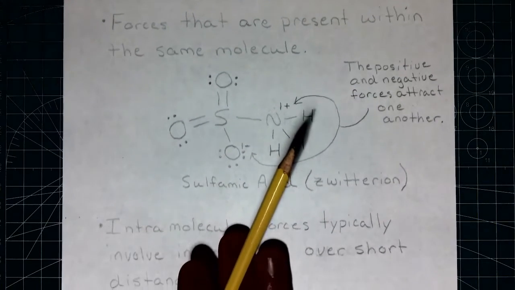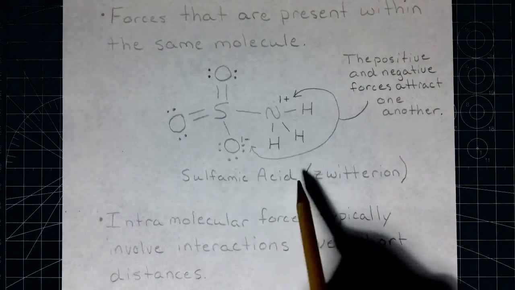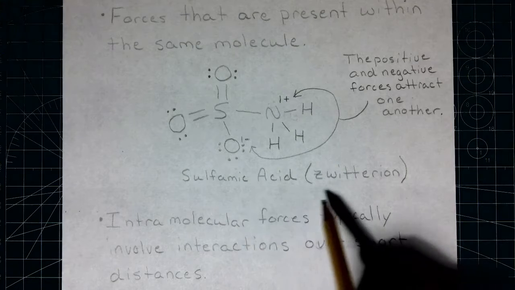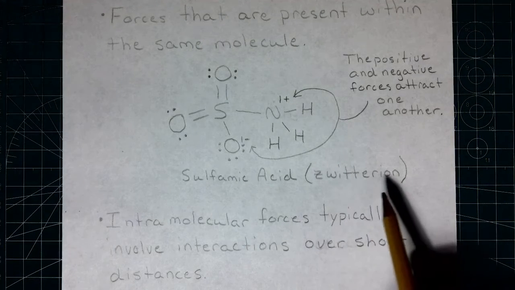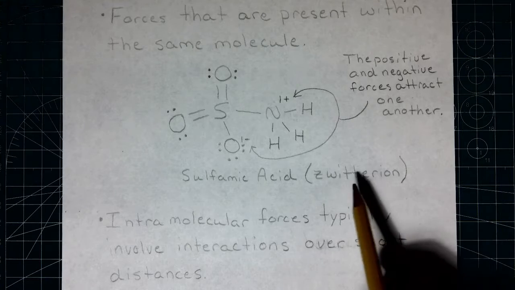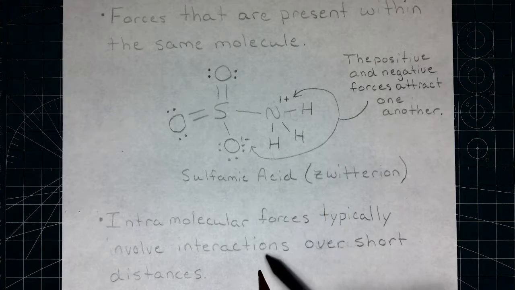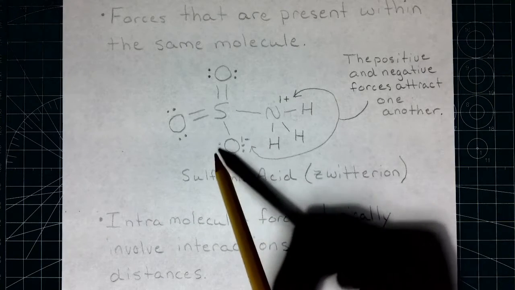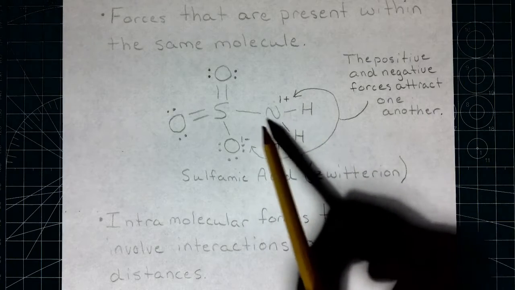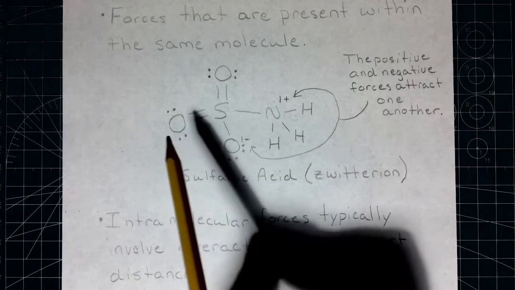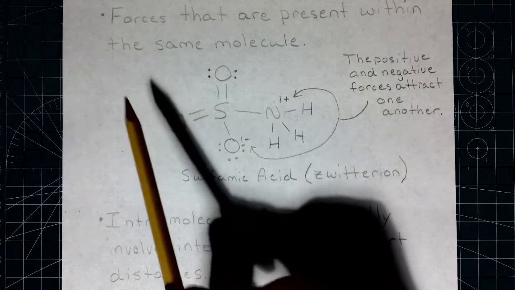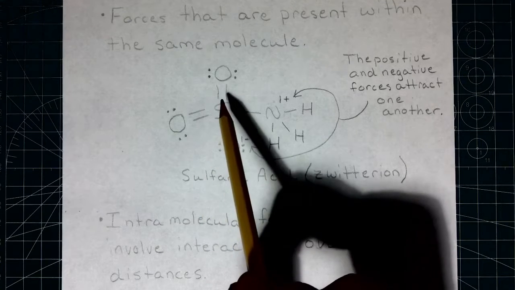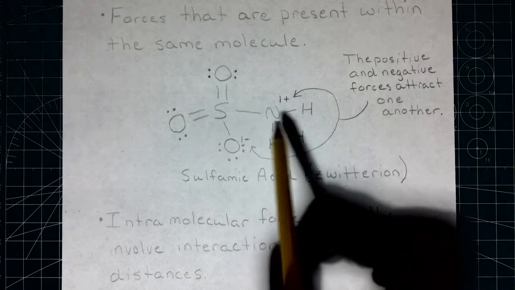And as a little example here, I have drawn out sulfamic acid, which is what they call a Zwitter ion. And Zwitter ions are pretty important in biochemistry. Amino acids that make up proteins can be a Zwitter ion under certain conditions. And what that means is that it has both a negative charge on one part of it, and a positive charge on the other. So let's talk about all of our intramolecular forces here. All of these covalent bonds are intramolecular forces. They're holding this molecule together.